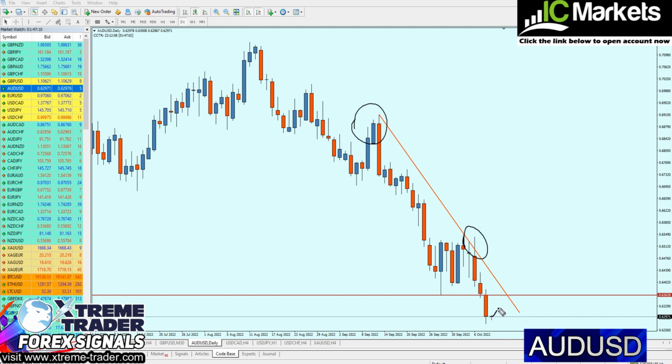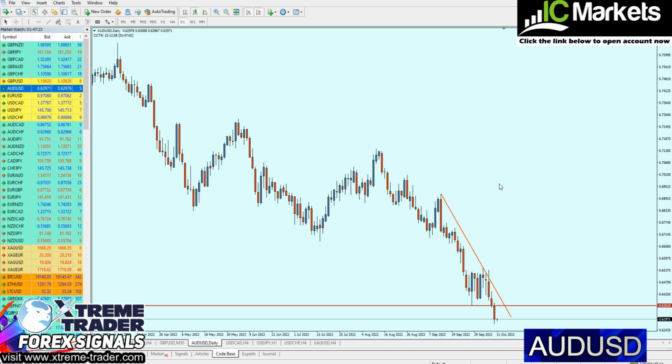So we can expect the AUD/USD to continue rising. It's actually going to first retest the broken support level right here, and of course it's going to respect the same level of a resistance trend line. Of course, that's all being analyzed on the daily chart.